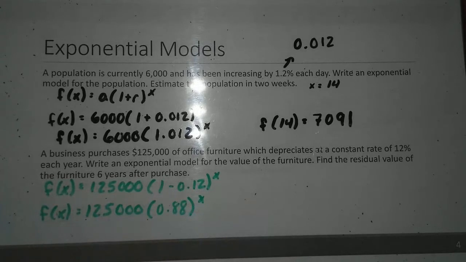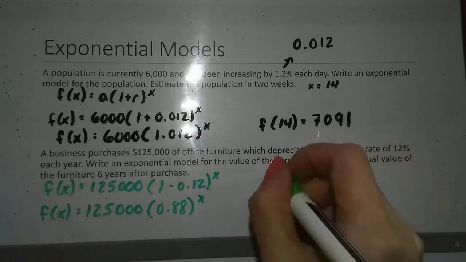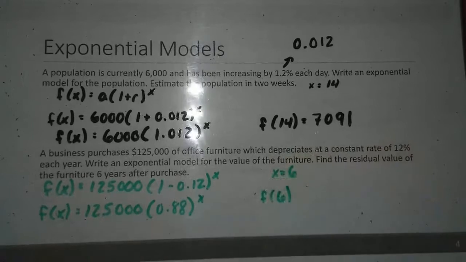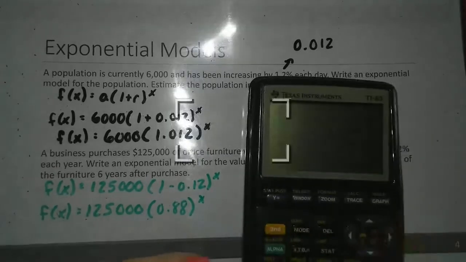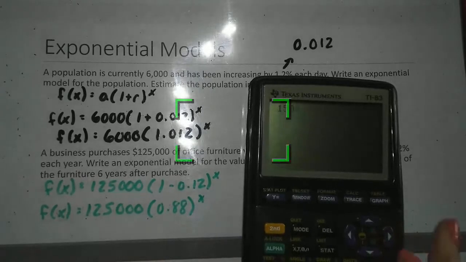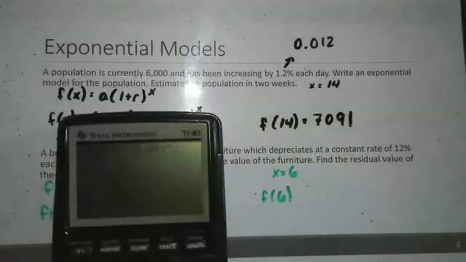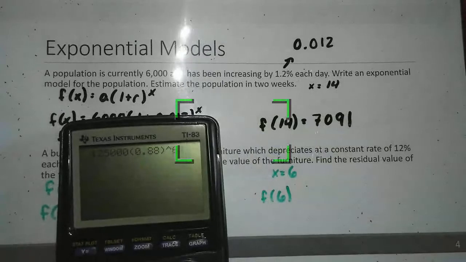The value of the furniture is depreciating at 12% per year. So x is measured in years, and we want to find the residual value after 6 years. So we will plug in x equals 6. We want to evaluate our function at x equals 6. That'll be 125,000 times 0.88 raised to the, and we were plugging in x equals 6.